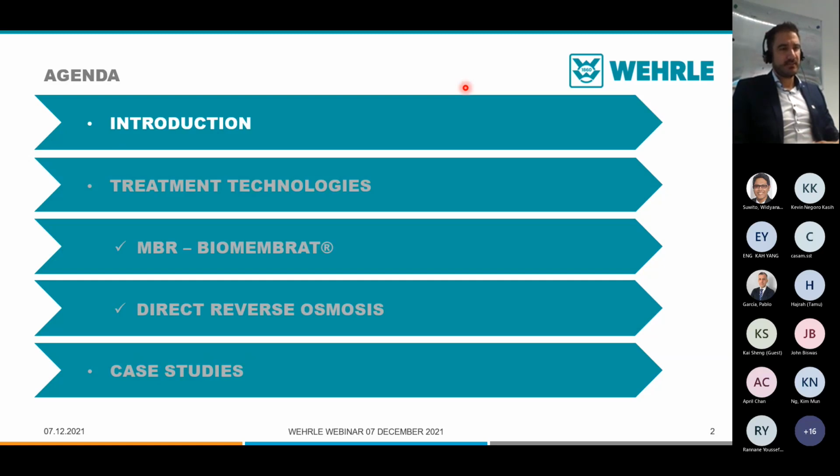It's actually a system from an MBR unit, but not an MBR which probably most of you will be aware of, with the submerged type of membrane. The biomembrane system uses external membranes. Why we are using this will be explained later on in more detail. The second product I would like to highlight is the direct reverse osmosis system, which WEHRLE also uses. And when MBR will be applicable and when the reverse osmosis will be more applicable, I will also highlight later on.